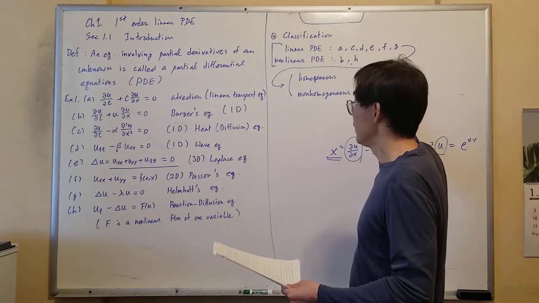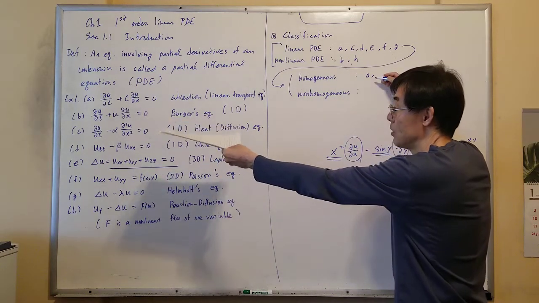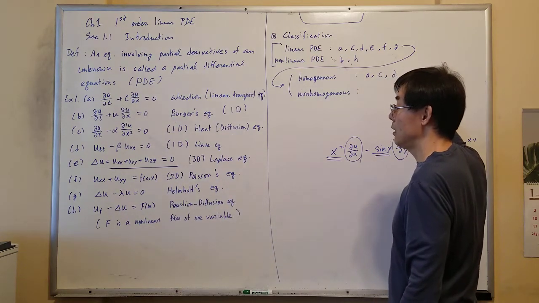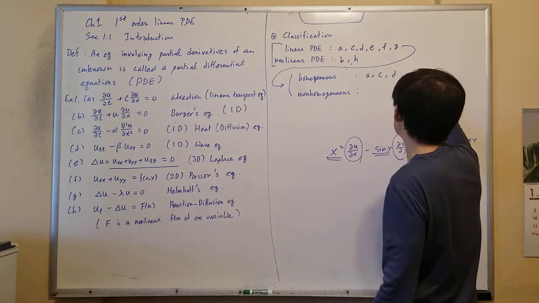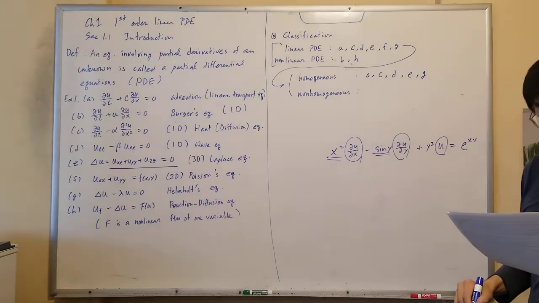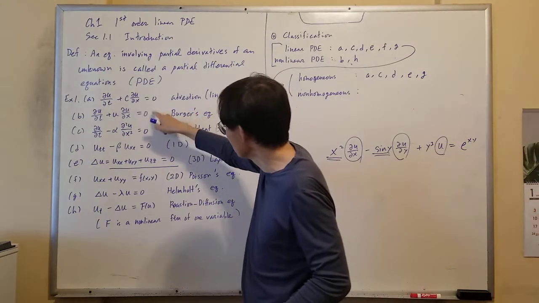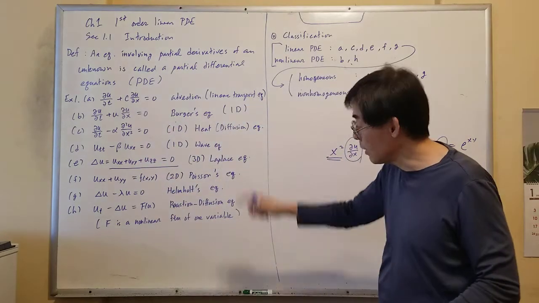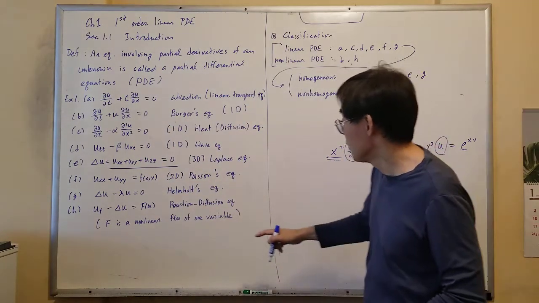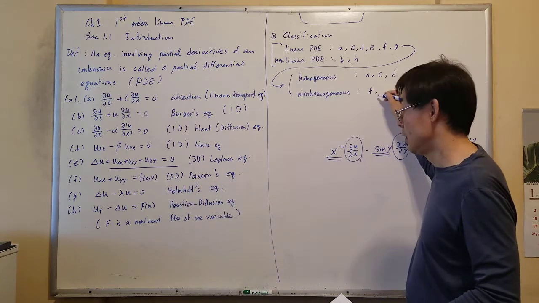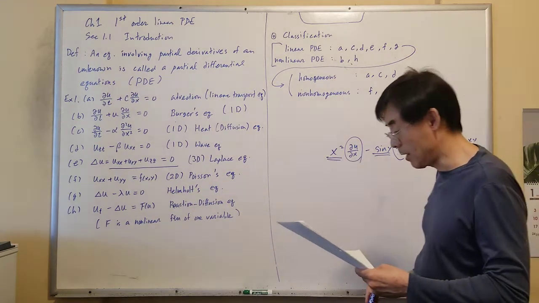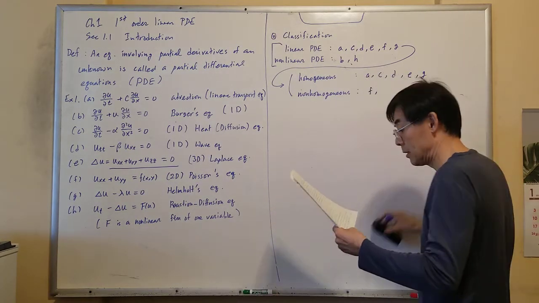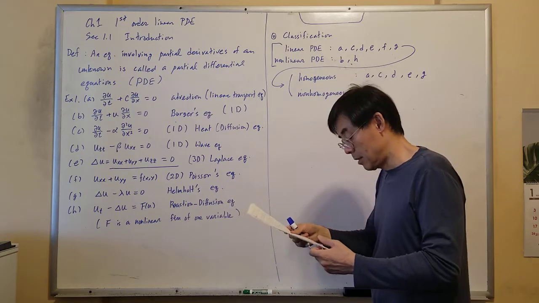So B is not linear, so we don't consider it homogeneous. C, right? D, E, and G. These are homogeneous because you have zero on the right-hand side, when you collect all the terms involving the unknown and its derivatives on the left-hand side. On the other hand, this one, F, is non-homogeneous. Okay? Non-homogeneous linear.